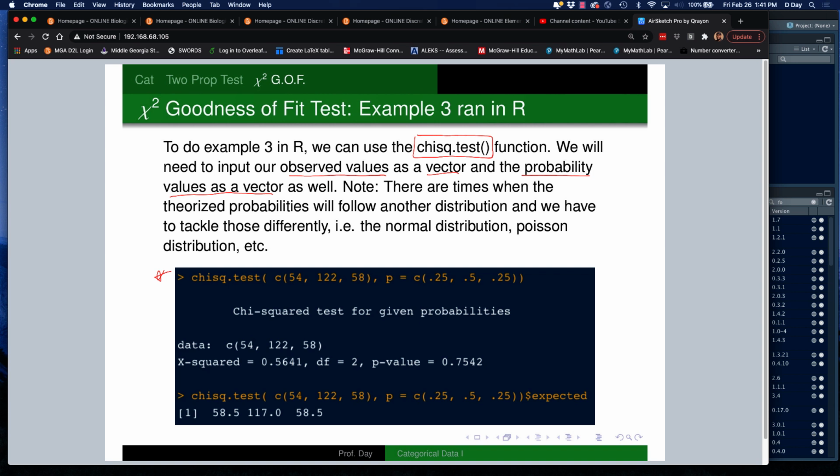Chisq.test function. Notice I put my vector of observed values in first, and then p equals a little vector of the probabilities. Now, we checked the expected values by hand when we did this a minute ago. R will do that for you too. You just run the chi-squared test function, but at the very end of it, after you close your parenthesis off, you use the dollar sign and put a lowercase expected in there, and it will give you those expected values that we found when we did it by hand.